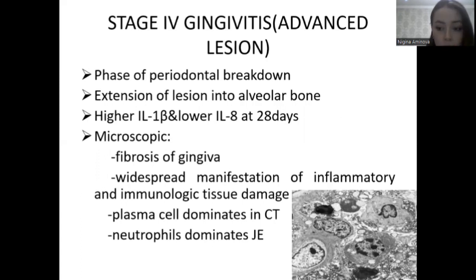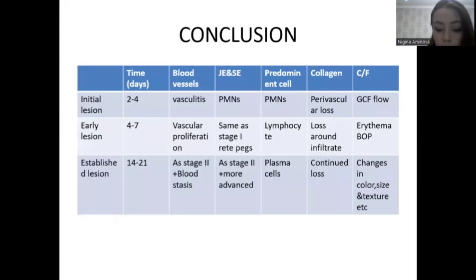In stage 4, advanced lesion, phase of periodontal breakdown happens, extension of lesion into alveolar bone. Microscopically, you can see fibrosis of gingiva, widespread manifestation of inflammatory and immunologic tissue damage, plasma cell dominance in CT, and neutrophils dominate in JE.